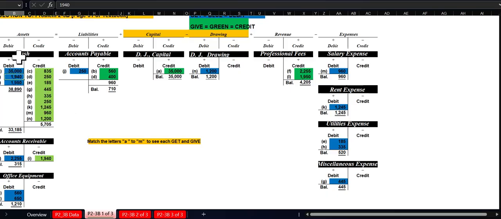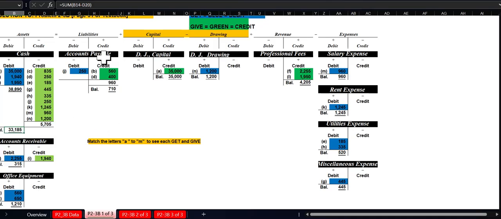So the bottom line is we have one side to record each get and one side to record each give, and the difference is the balance. And it's normal for assets and expenses to have more on the debit side, the get side, than on the give side, which is the credit side. And so the normal balance for those two categories is a debit.